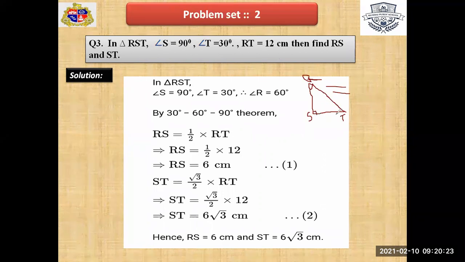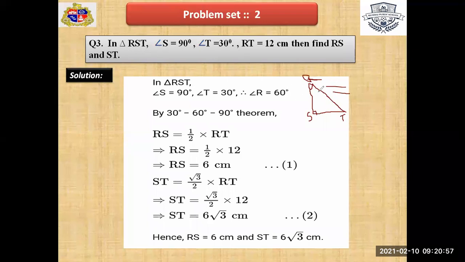ST is the side which is opposite to 60 degrees. As we know, the side opposite to 60 degrees is always equal to root 3 by 2 times the hypotenuse. The hypotenuse is RT, so root 3 by 2 times 12. 2 sixes are 12, so we get ST is equal to 6 root 3 centimeters. Here the unit centimeter is given, so we write in the answer RS is 6 centimeters, ST is 6 root 3 centimeters. Simple. Two angles are given.